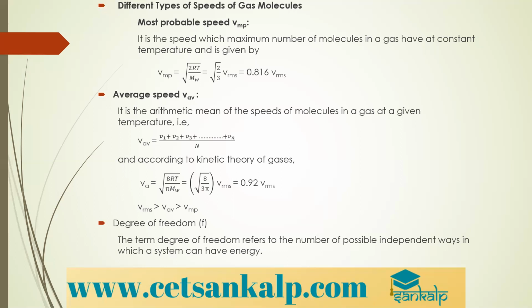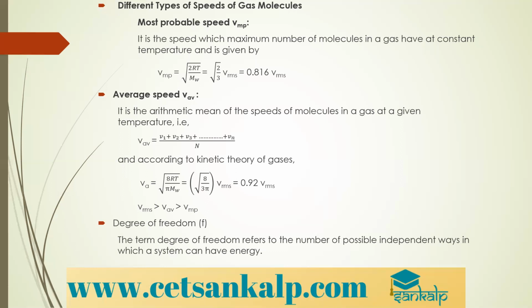Next, average speed. So average speed, we can write it as V average is equal to V1 plus V2 plus V3, so on up to Vn, if n number of molecules are there, that is divided by capital N. So according to kinetic theory of gases, we can write VA, that is average velocity, is equal to under root of 8RT divided by pi into MW, that is equal to under root of 8 divided by 3 pi into VRMS, that is equal to 0.92 VRMS.